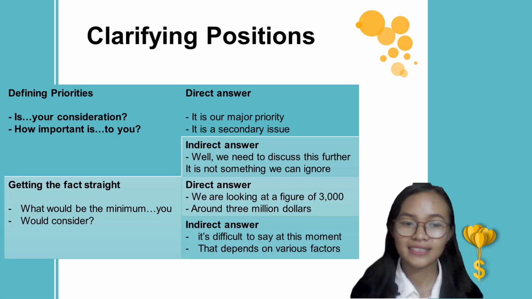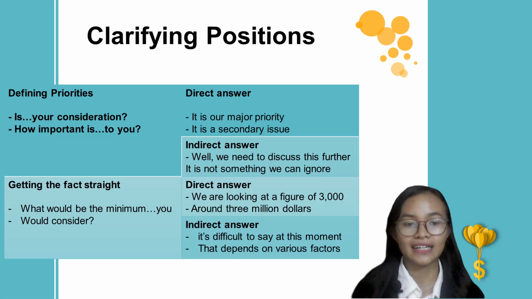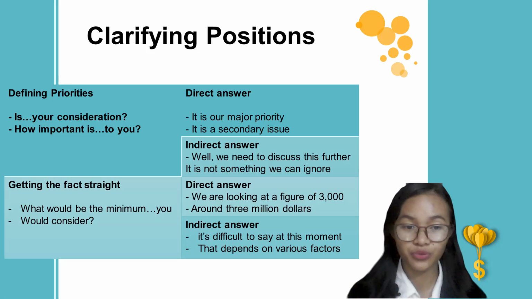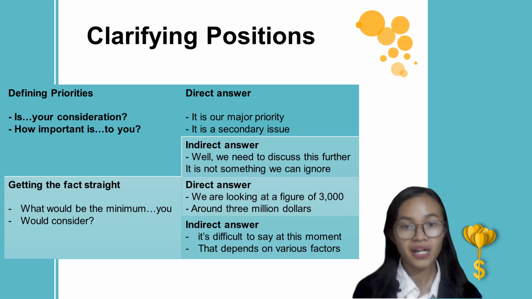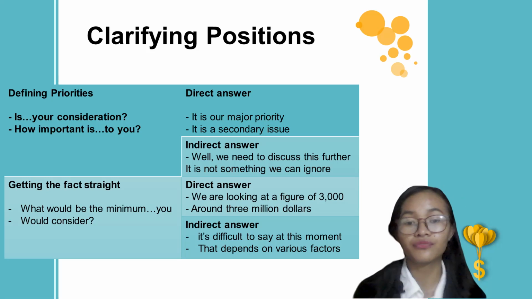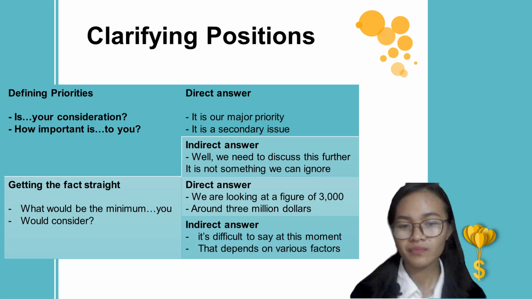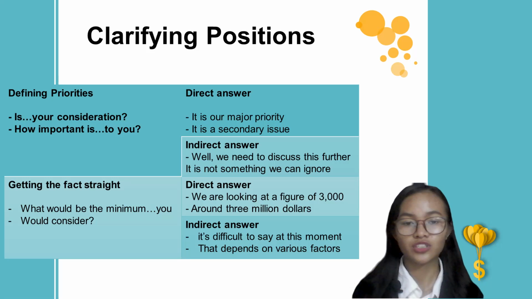And next is about getting the facts straight. When you are getting the facts straight, you can use expressions like "What will be the minimum you would consider?" And then you can also use the direct and indirect answer. For the direct answers, you can use expressions like "We are looking at a figure of 3,000," or "Around $3 million." For an indirect answer, you can say "It's difficult to say at this moment," or "That depends on various factors." You can use expressions like that.